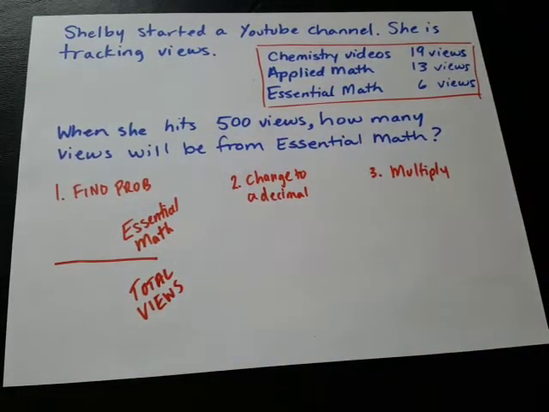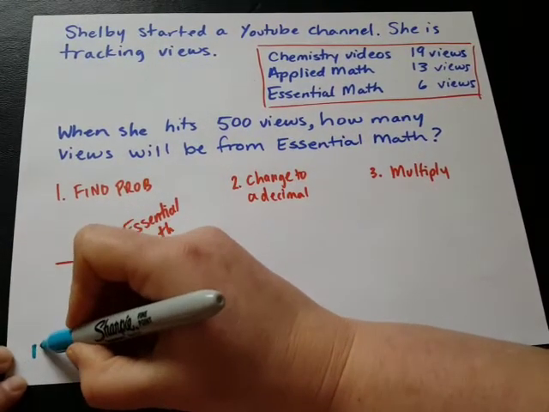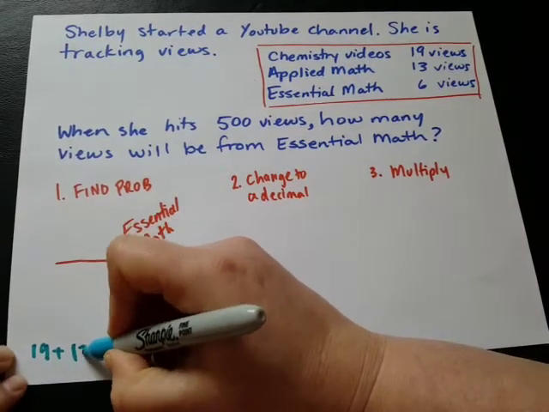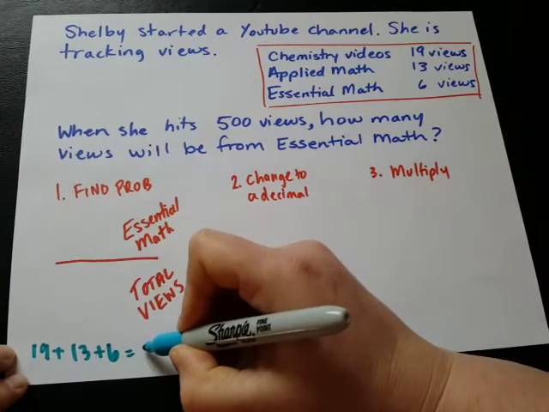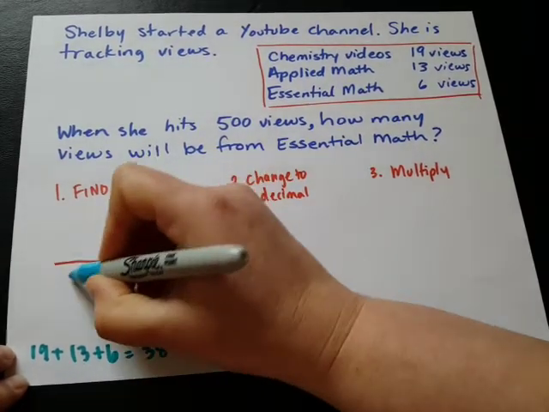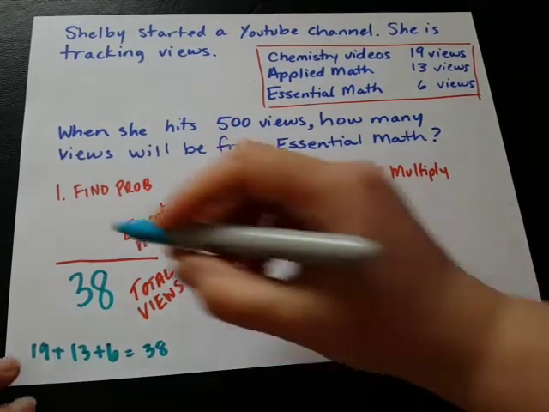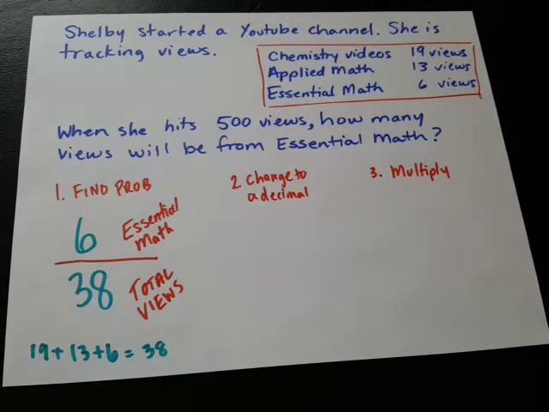So currently, it's a little bit of a side calculation. We're going to have to add together the 19 that are chemistry channel or playlist views, the 13 that are applied math views, and the 6. So out of the total 38 views, there are 6 that are essential math views. So that's experimentally our probability where we're at.